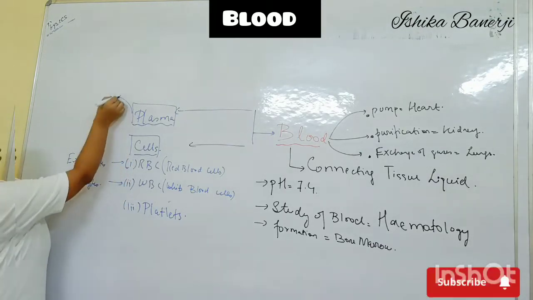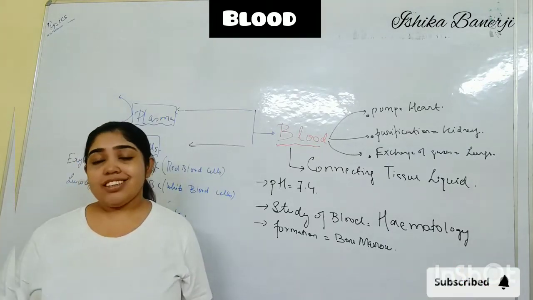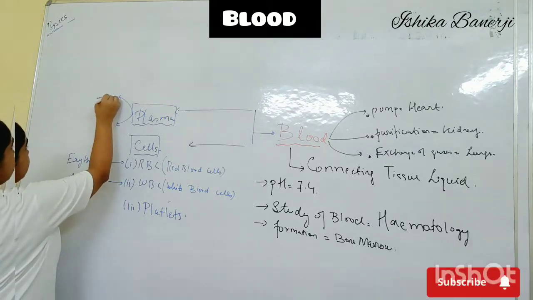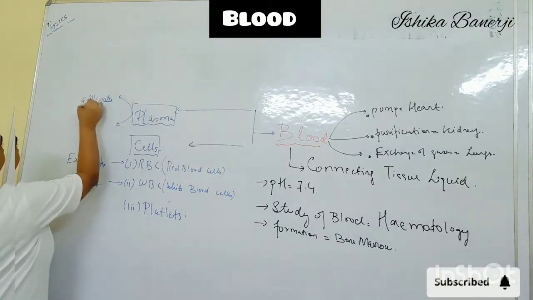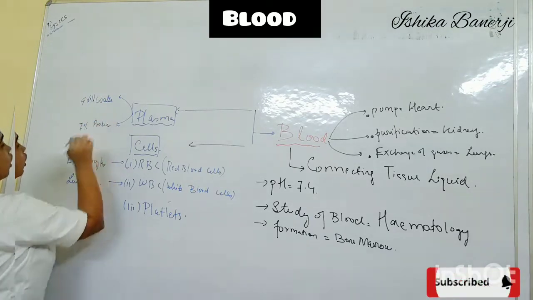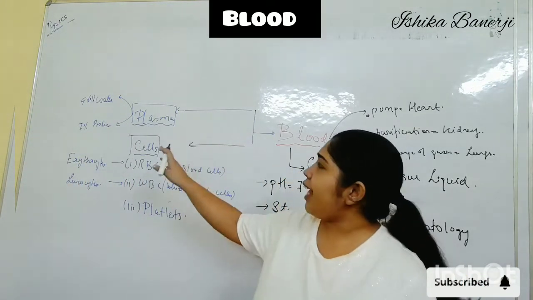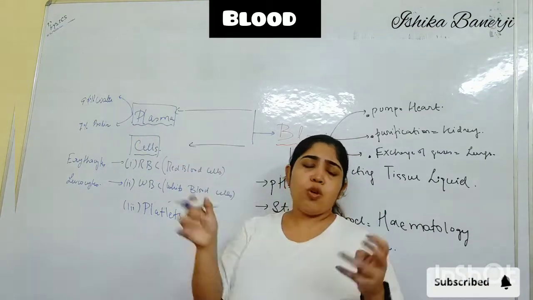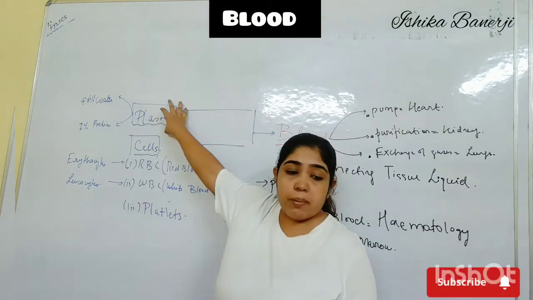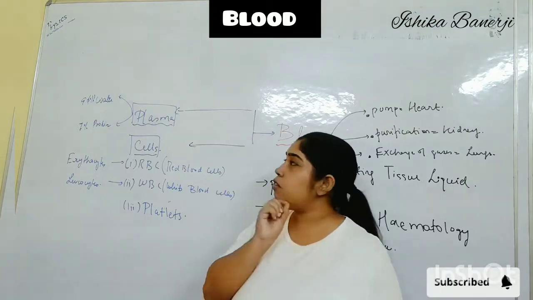Students, remember the plasma is made up of two things: water and protein. 90% is water, and about 7% is protein in the plasma. You don't need to remember the percentage, it's not important. Just remember that in the plasma most is water, and protein is in a very small amount.